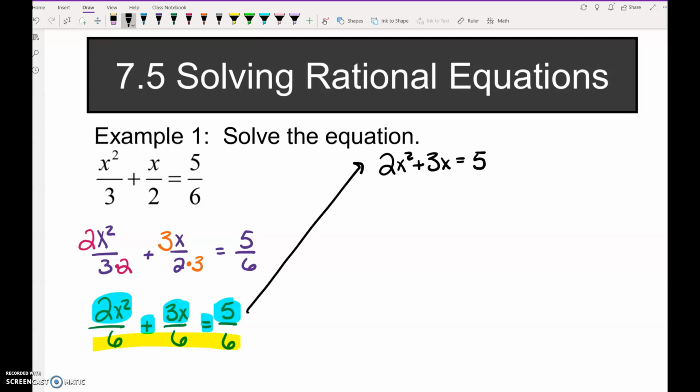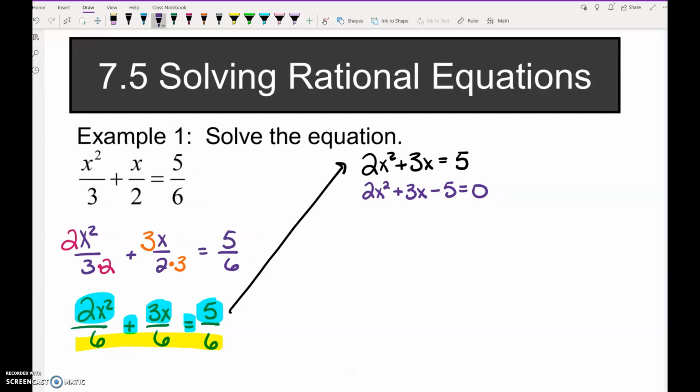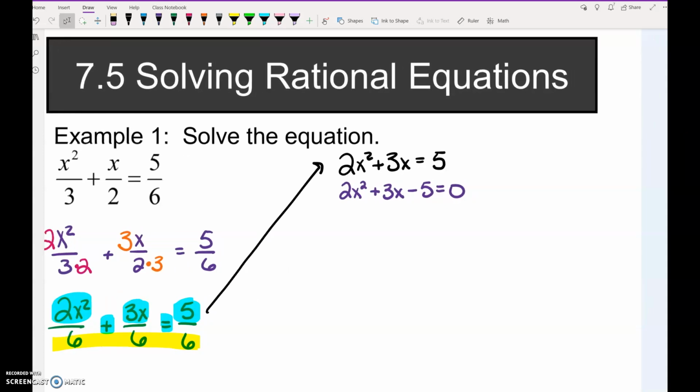If the denominators are all 6 and there's no x on the bottom, the tops, you can just use the top as its own equation. Now, how do we solve this kind of equation? We are going to have to get one side equal to 0 and factor and solve. And I do want to remind you how to factor when there's a number in front of the x squared. Do you remember how to factor when there's a number in front of the x squared?